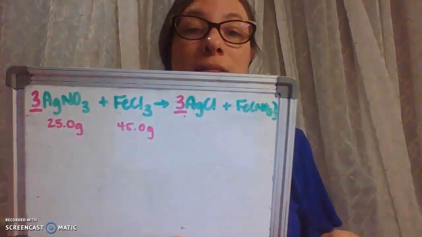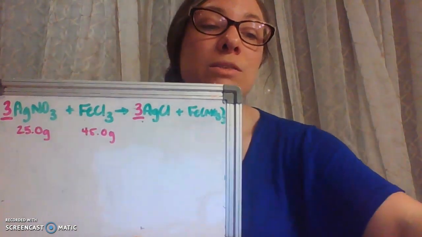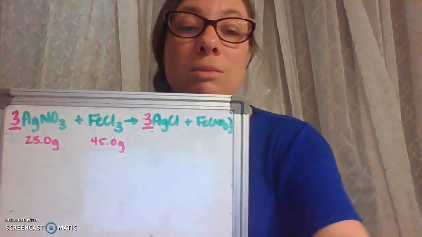The next thing it asks is, which reactant is the limiting reactant? So we know that we have 25 grams of silver nitrate, and we know that we have 45 grams of iron chloride. Okay, so I listed those there so that we could see them. But what we're going to do is figure out which of these is our limiting reactant.